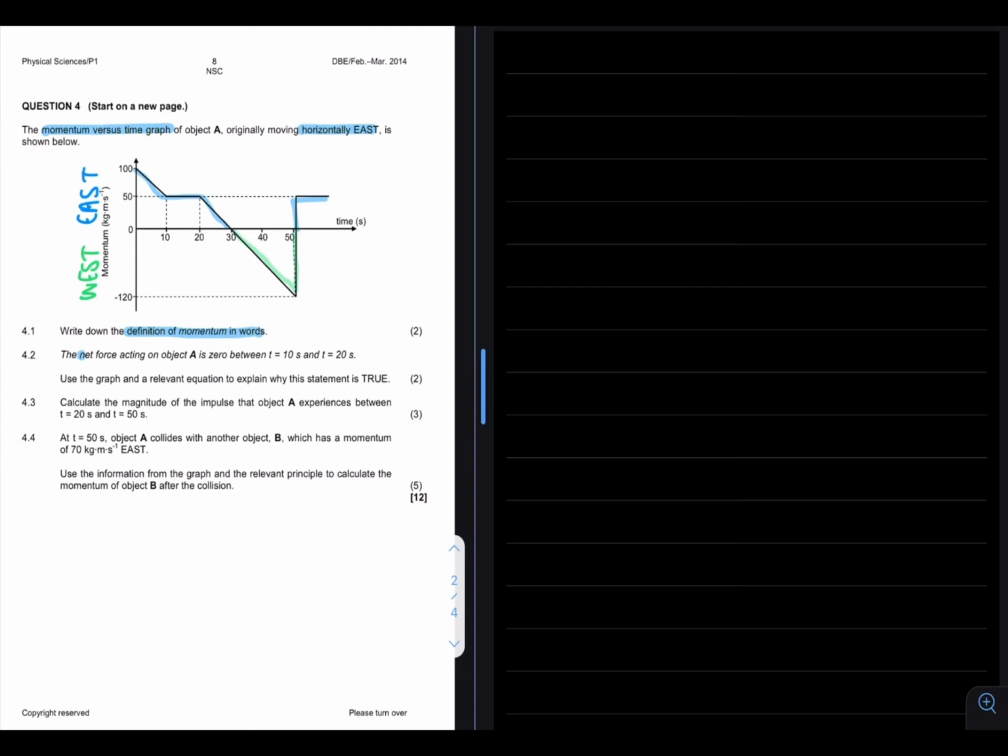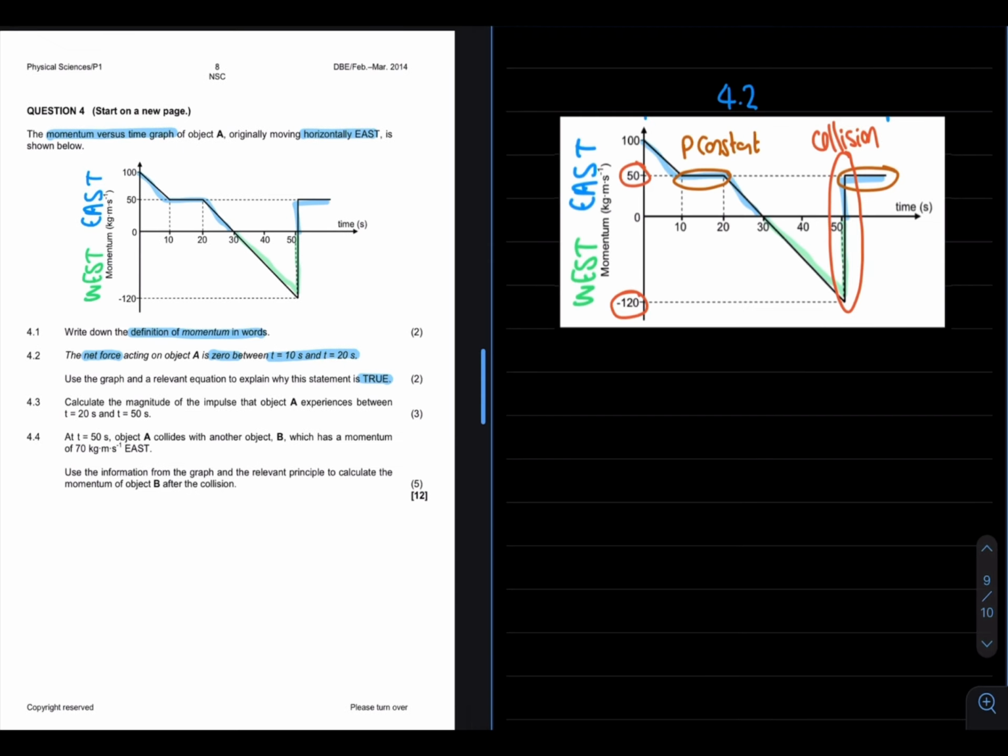4.2 says that the net force acting on object A is 0 between 10 and 20 seconds. Use the graph and a relevant equation to explain why this statement is true. From our graph, we can see that between 10 and 20 seconds, we have a constant momentum.